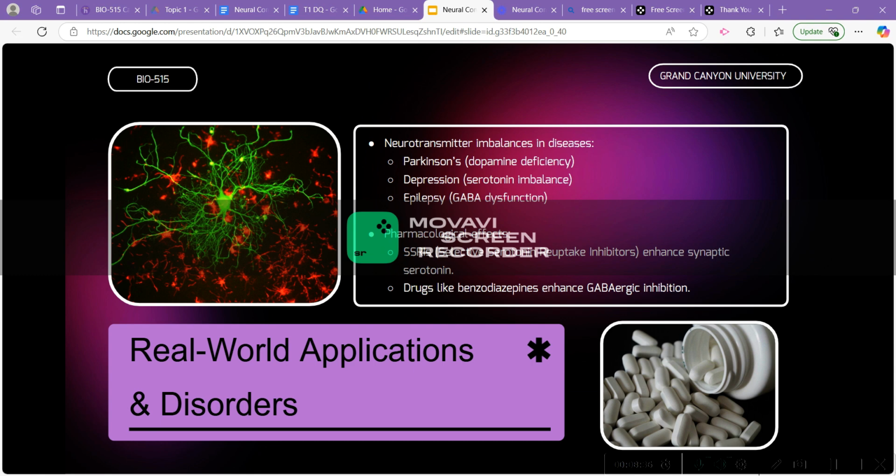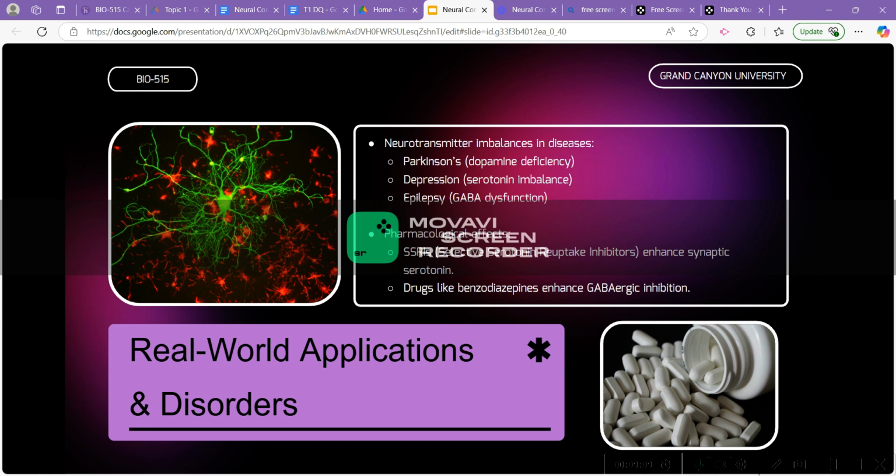In contrast, depression is linked to serotonin imbalance, where low levels of serotonin contribute to mood disturbances, feelings of sadness, and reduced motivation. Another example is epilepsy, a condition associated with GABA dysfunction. Since GABA is the brain's primary inhibitory transmitter, reduced GABA activity can lead to excessive neural firing, resulting in seizures.